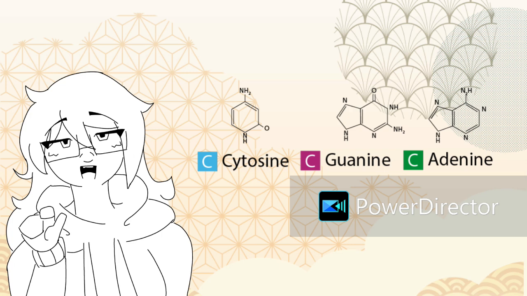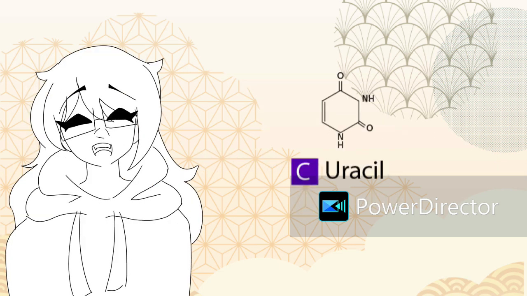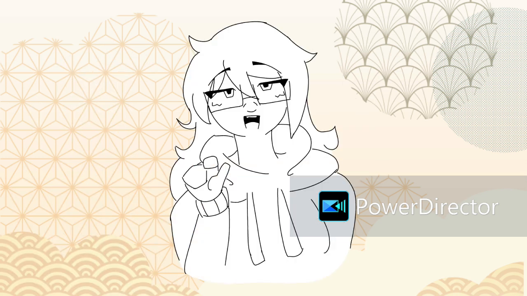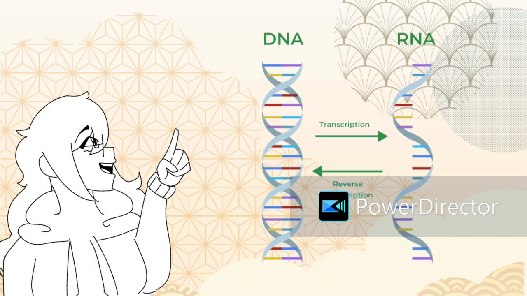Both RNA and DNA have adenine, guanine, and cytosine. DNA has thymine, and RNA has uracil. Thymine and uracil both bond to adenine, while guanine and cytosine slowly bond to each other. Based on the model, we go from DNA to RNA. This is done by transcription.